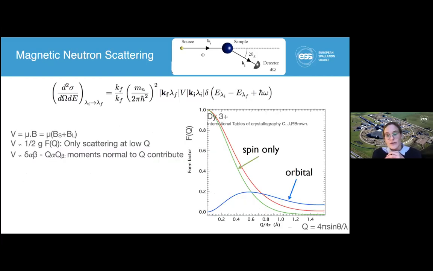Magnetic neutron scattering has, of course, contributions from the spin and the orbital contribution. And you see as a function of space, of Q, wave vector transfer, which is the difference between Ki and Kf, that we have contributions due to the spin moment and the orbital moment. This means that we only have scattering at lower Q, lower spatial contributions, and the moments normal to Q contribute.